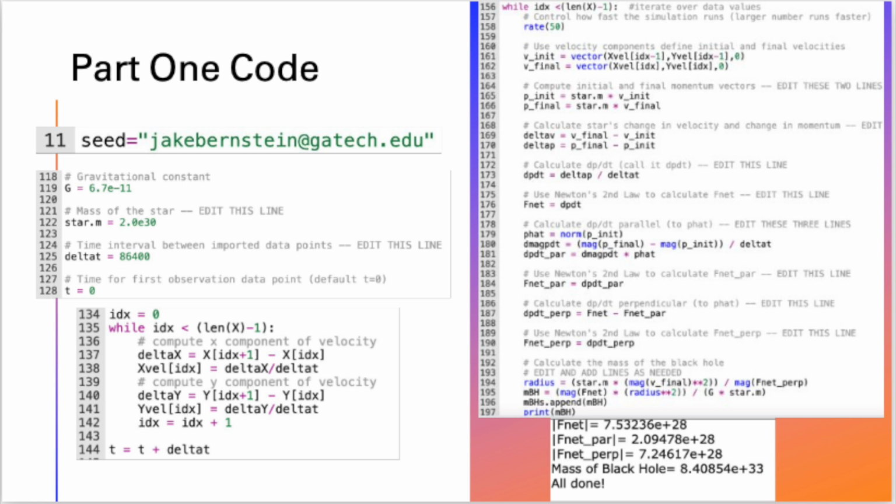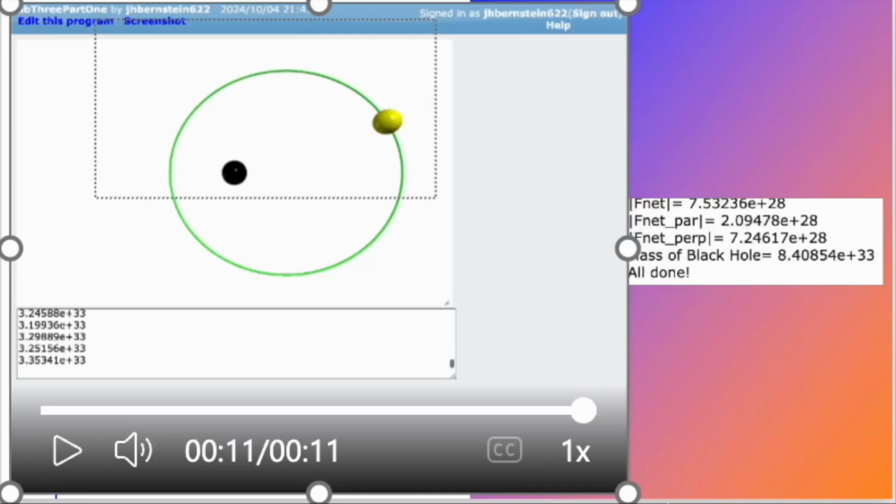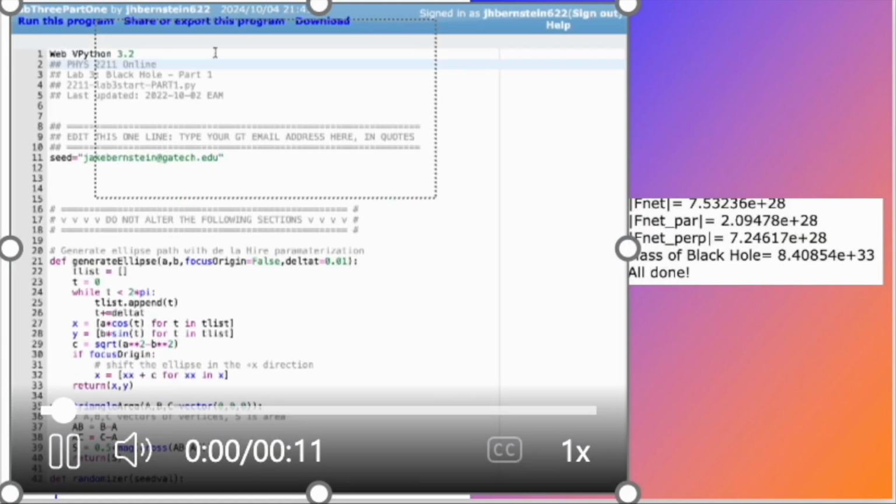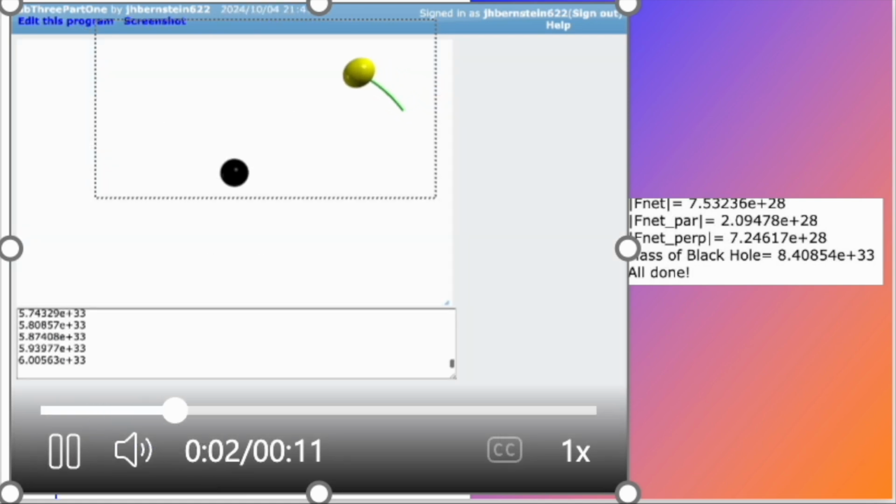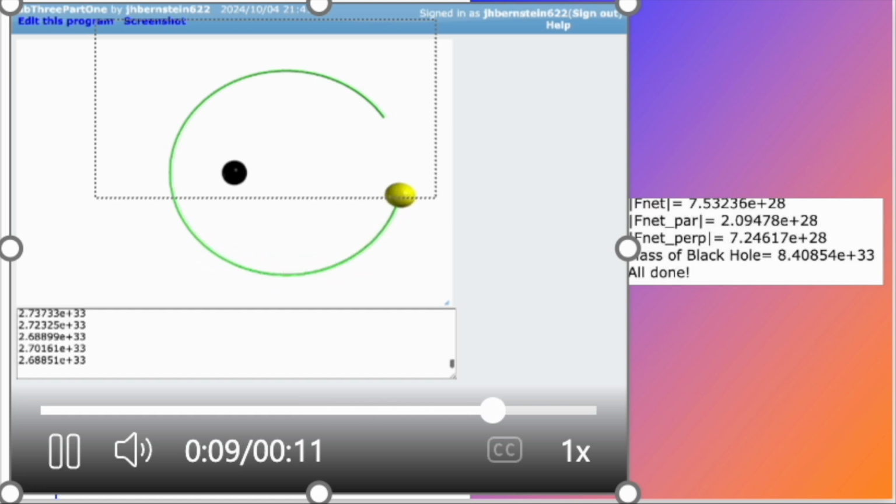The change in momentum, or delta P over delta T, gives us the net force acting on an object, and from this net force we then find the parallel and perpendicular components. By rearranging the gravitational force equation and using our calculated net forces, we iteratively calculate the black hole's mass at each step of the orbit, and then I put these values into a spreadsheet in Excel and averaged them, resulting in a calculated black hole mass of approximately 8.4 times 10 to the 33 kilograms.